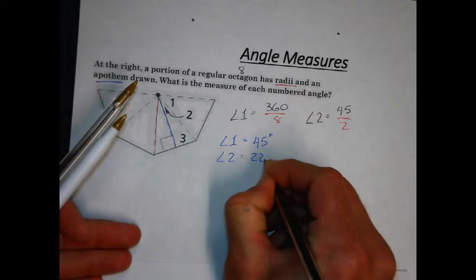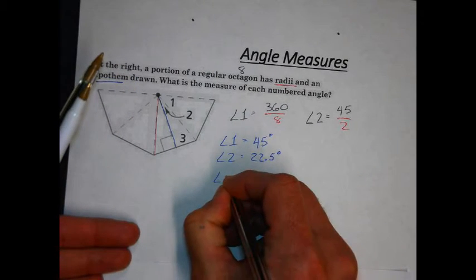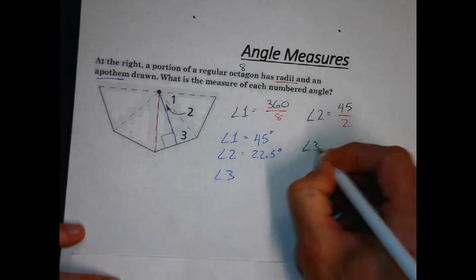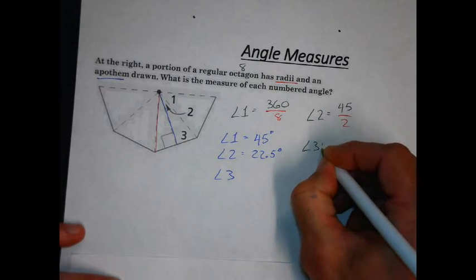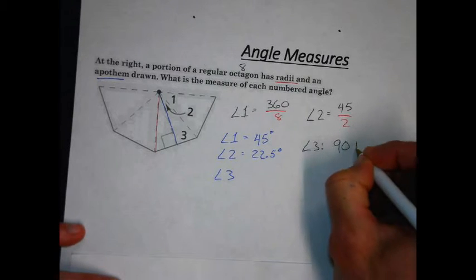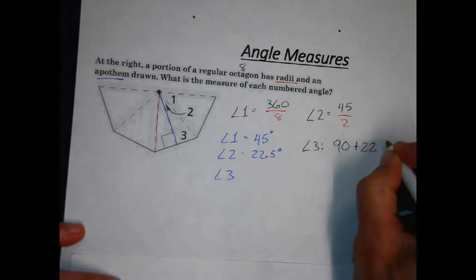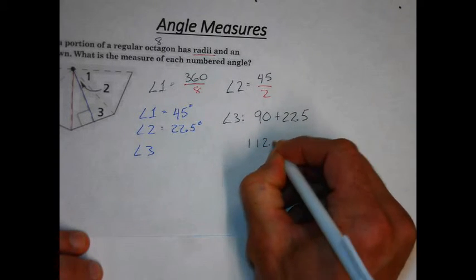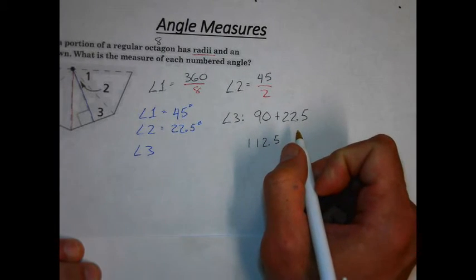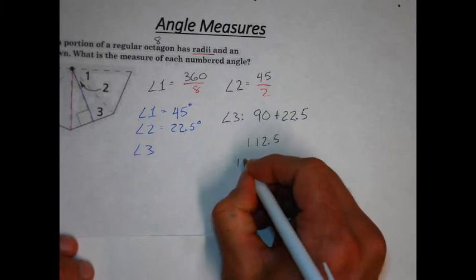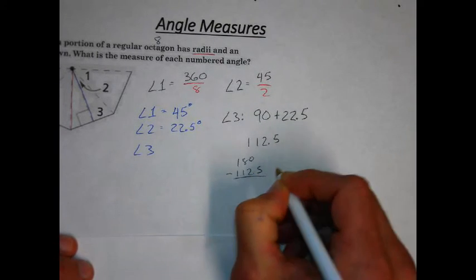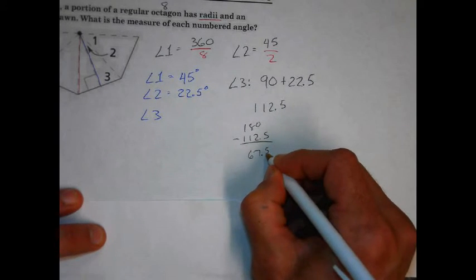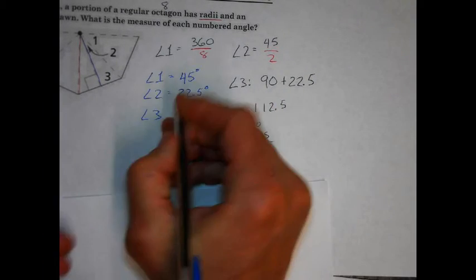And then angle 3 we can find by working our way around a triangle. We add our 90 degrees plus the 22.5 we had just found. So that gives us 112.5. And we subtract that from 180. So we have 180 minus 112.5, and then we get our angle 3. It turns out to be 67.5 degrees. So angle 3 is 67.5 degrees.